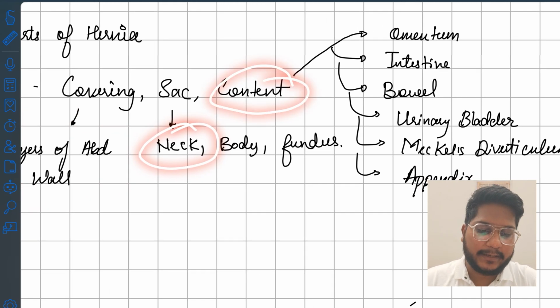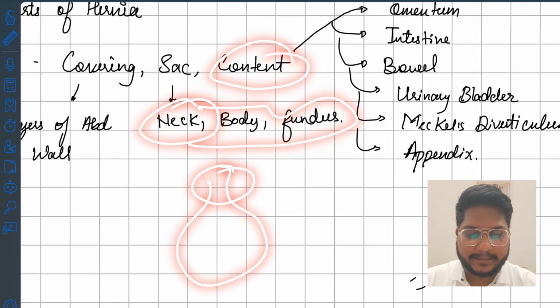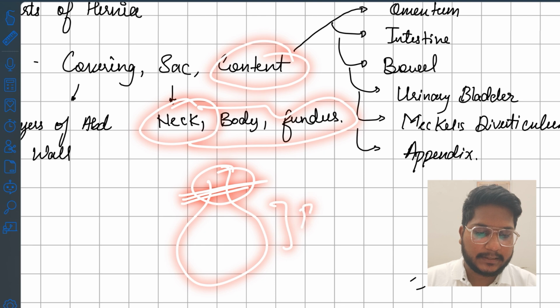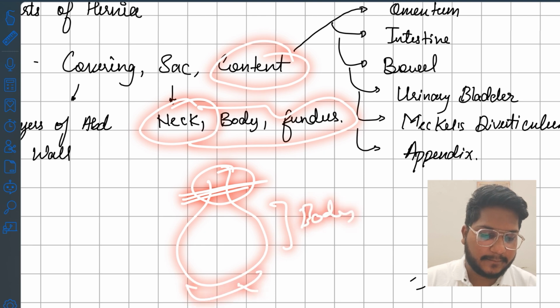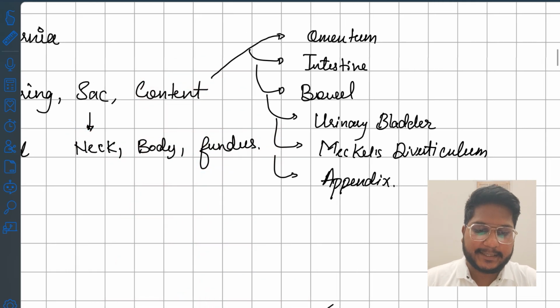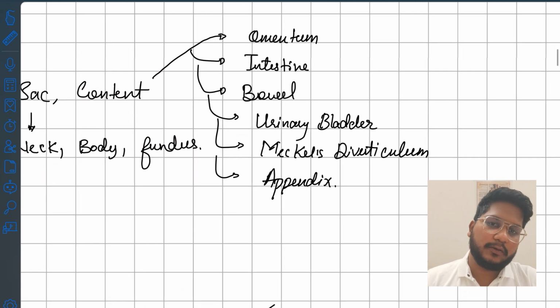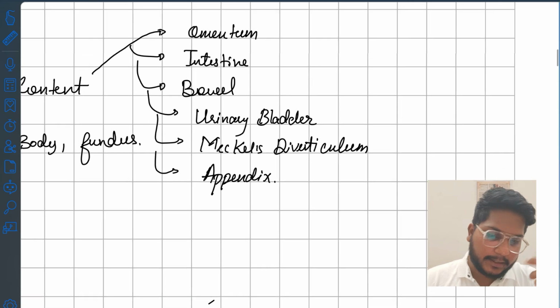The sac has a neck, body, and fundus. Basically the neck is this part of the sac, then this is the body, and the last part over here is the fundus. Then the content can be omentum, intestine, bowel, urinary bladder, Meckel's diverticulum, and appendix, and according to the content their names are different.